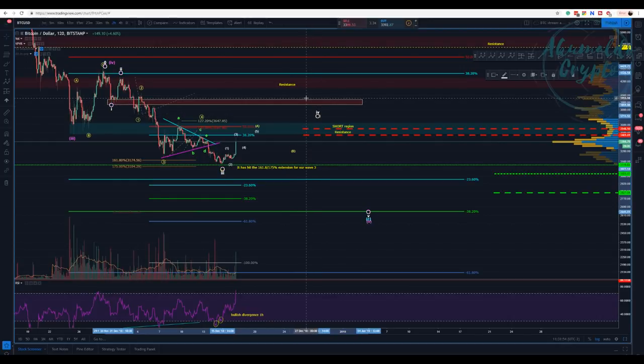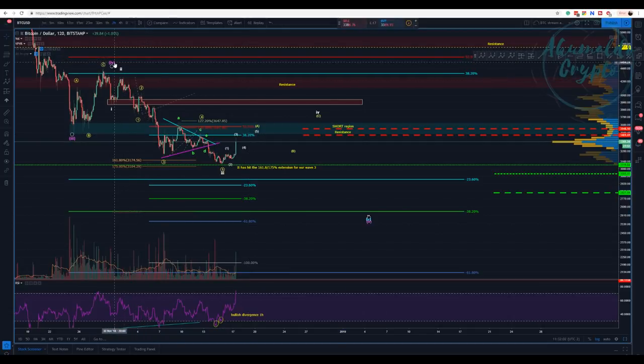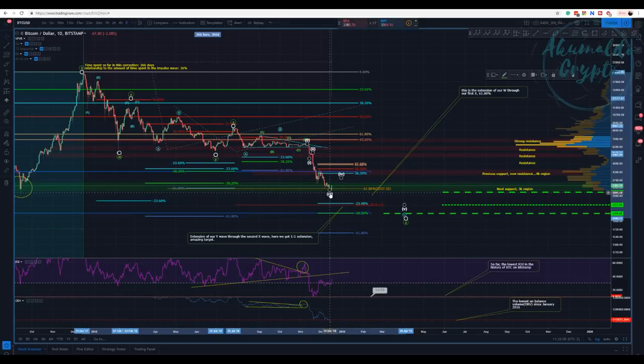Okay, I'm sorry guys, but I was totally wrong with my count here. I didn't take into account the extension, the size of the wave, right? You need to take into account the size of the wave to measure the ABC. The ABC wave that I was measuring was way too small in comparison to this really long wave that we are in now.